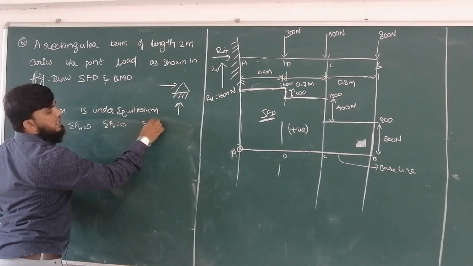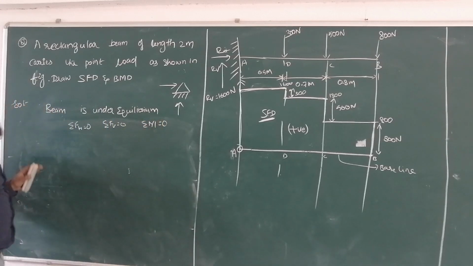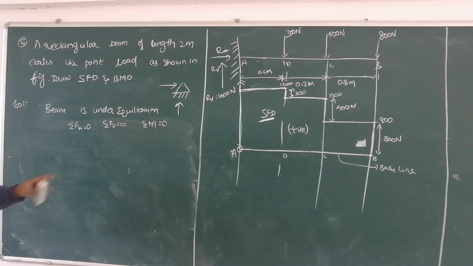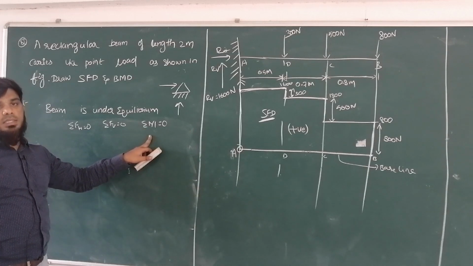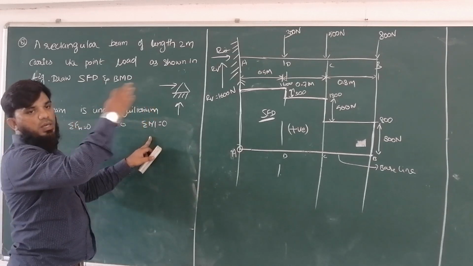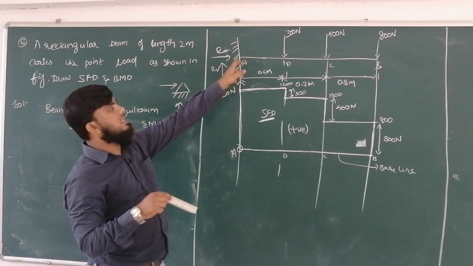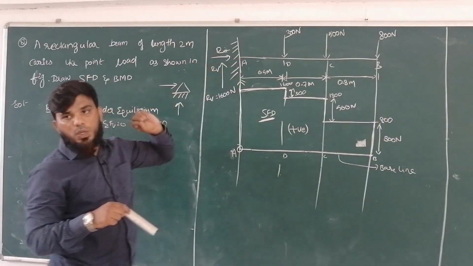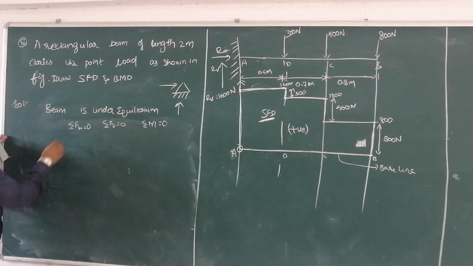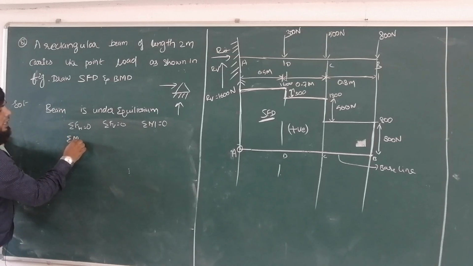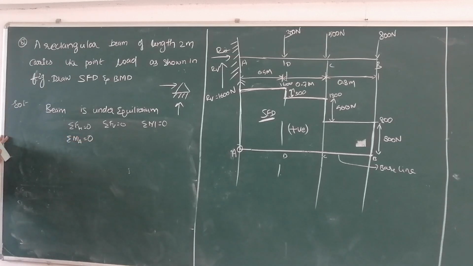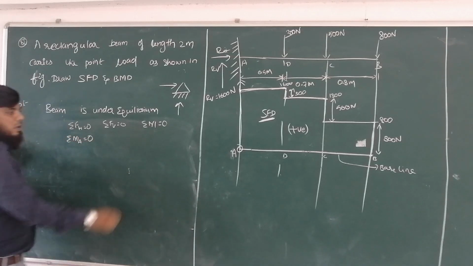The next equilibrium equation is that the moment about any point should be equal to 0. Since we are solving from right side to left side, I will always take the moment about this point. That is, moment about point A should be equal to 0.